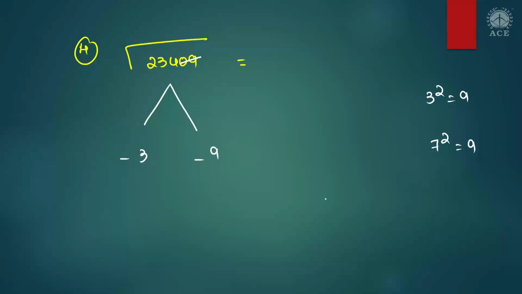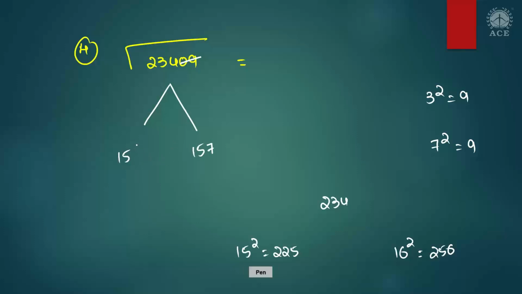Now 234 lies between 15 square, 225, and 16 square, 256. We should take the lower one first of all. So it's 153 or 157. Yes, 157, thank you. 153 or 157, ending with 7, agreed.